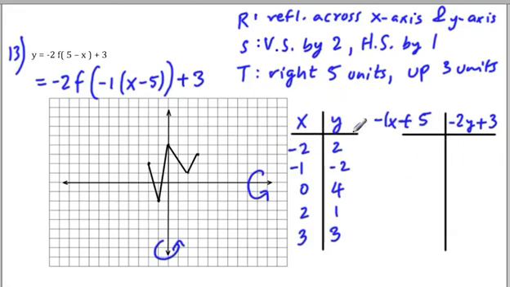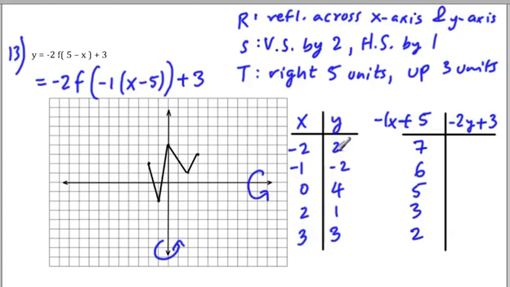So this is going to be negative 2 times negative 1, which is positive 2. 2 plus 5 is 7. This one will be 1 plus 5, so that's 6. This will be 5. 2 times negative 1 is negative 2. Negative 2 plus 5 is 3. 3 times negative 1 is negative 3. Negative 3 plus 5 is 2.